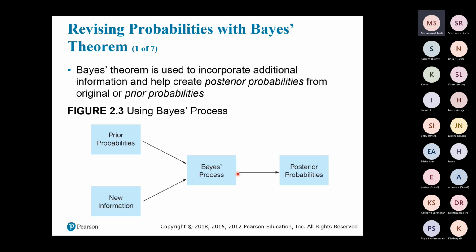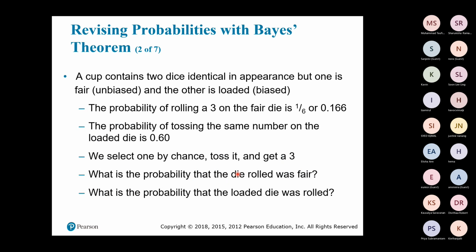Using the history data, and then we also add the new data, the current data, to the theorem. So we use Bayes' theorem to predict the chances you will achieve something in the future. So here is the example.